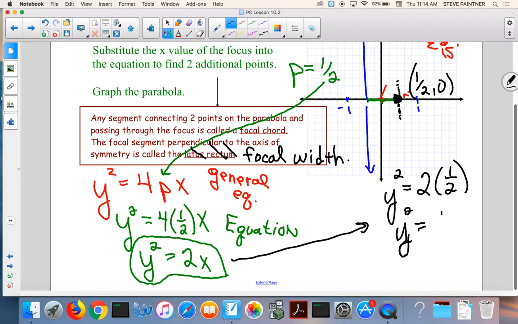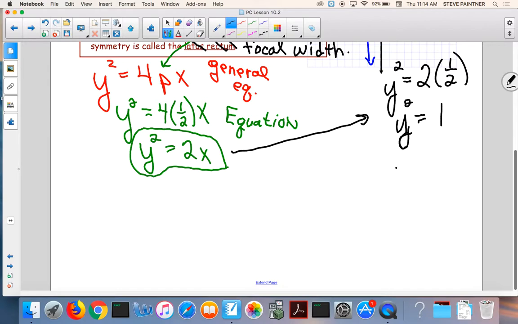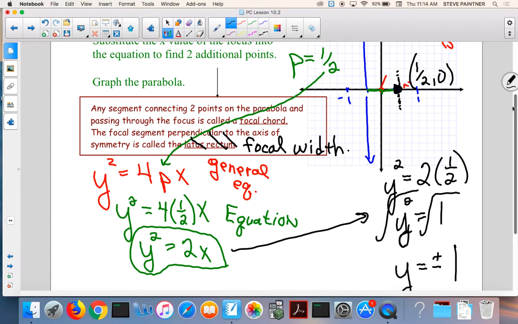Is that 1? Yes. So we take the square root of both sides, you get what? Square root of this, square root of that. Your answer is 1 and -1. Which means there's 2 y values, and there should be 2 y values when you think about it. If I put in 1/2 for x, how high do I go? How low do I go? Well, I'm going to go 1 up and 1 down. So my new points are, here's my new points.